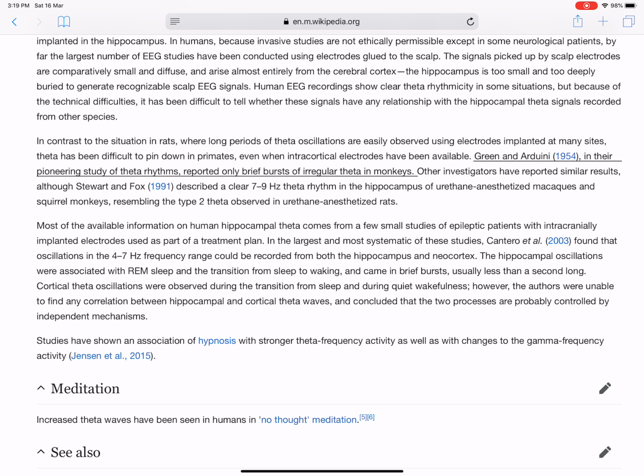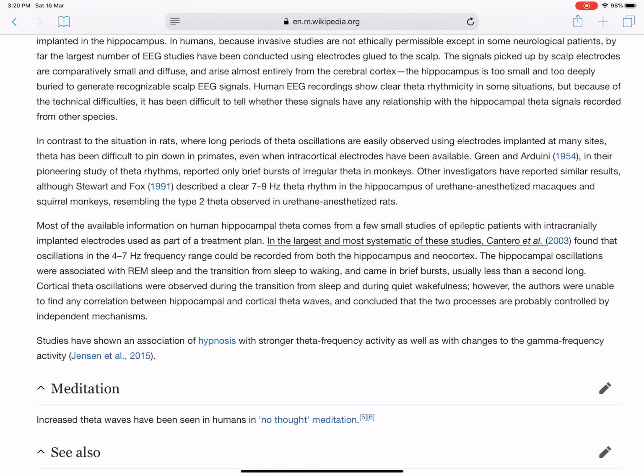Other investigators have reported similar results, although Stewart and Fox, 1991, described a clear Hertz theta rhythm in the hippocampus of urethane anesthetized macaques and squirrel monkeys, resembling the type theta observed in urethane anesthetized rats. Most of the available information on human hippocampal theta comes from a few small studies of epileptic patients with intracranially implanted electrodes used as part of a treatment plan.